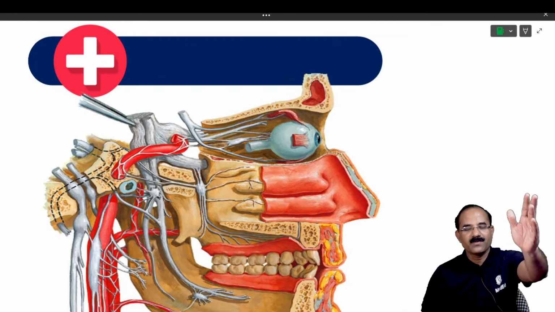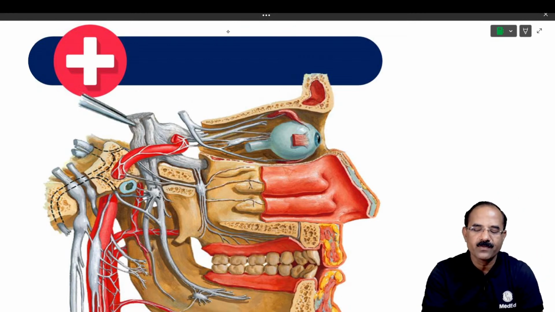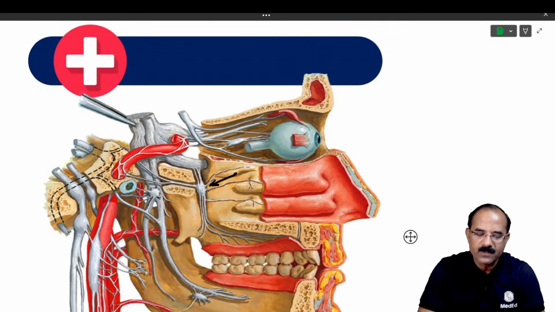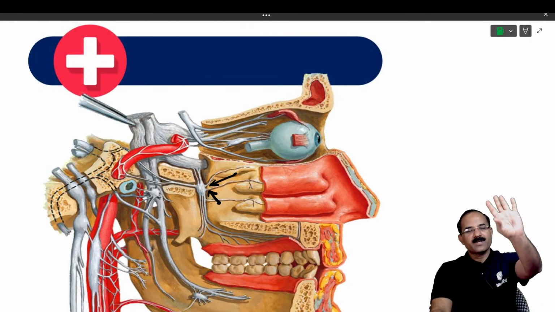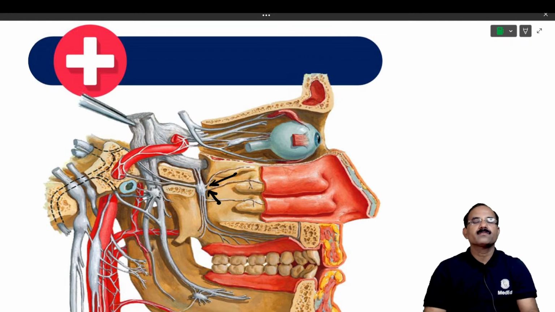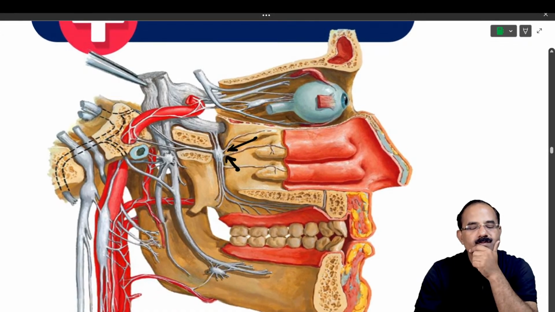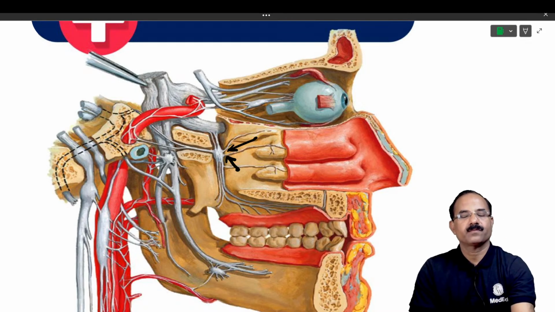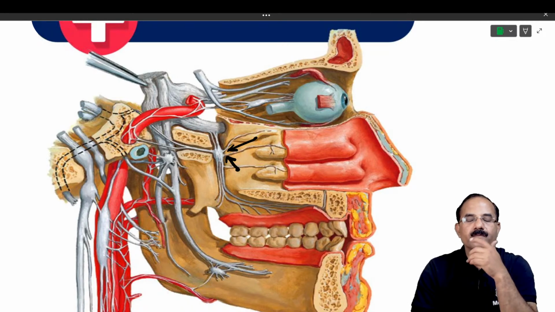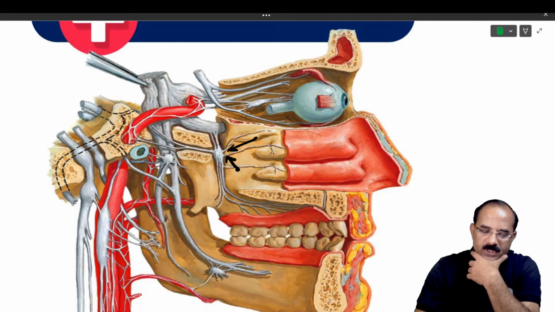Okay, चलो, I will start with this. Quickly you answer this. चलो, will begin. What is this ganglion? चलो बच्चों, answer this. शॉर्ट में लिखना, just write it in short. What is this ganglion? Answer. Pterygopalatine. What is this nerve?